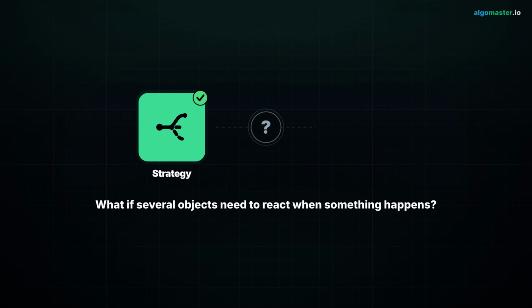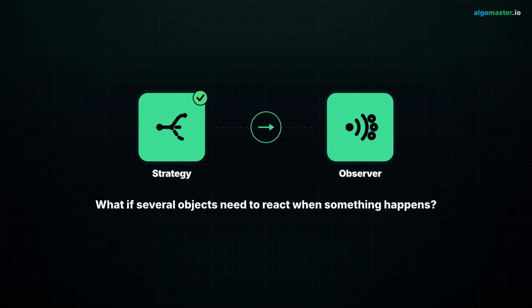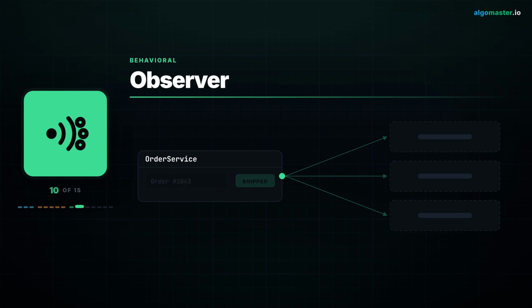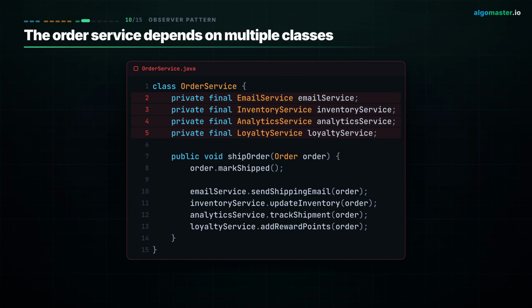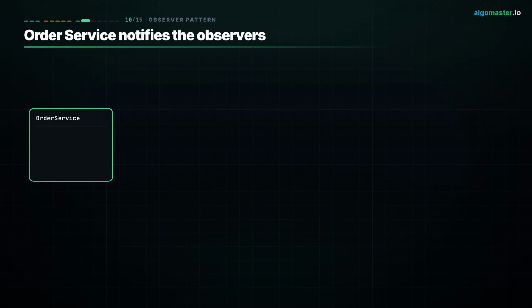Strategy allows one object to choose between different behaviors. But sometimes we need several objects to react when something happens. That brings us to the observer pattern. Imagine an e-commerce system. When an order is shipped, we may need to send an email, update the inventory, and reward the customer. Calling each service directly would tightly couple the order service to all of these actions. The order service is now responsible not only for shipping the order, but also for knowing everything that should happen afterward. This is where the observer pattern helps. Instead of calling every component directly, the order service simply announces that an event has occurred.